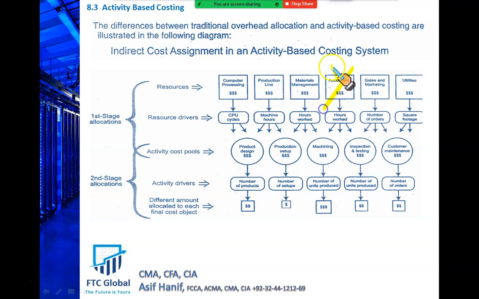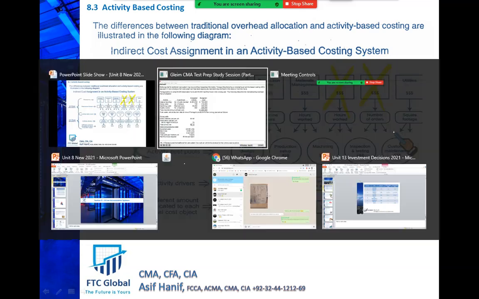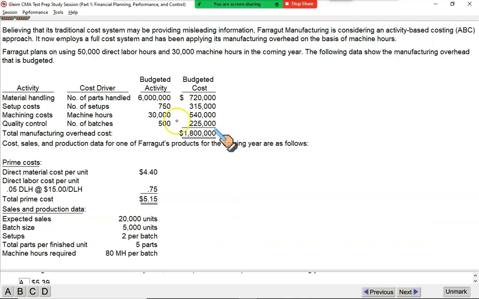Do not include accounting. Do not include sales and marketing. Just go to your factory and see what we do in the factory. We have material handling in the factory, yes. Setup cost in the factory, yes. Machining cost in the factory, yes. Quality control in the factory, yes.